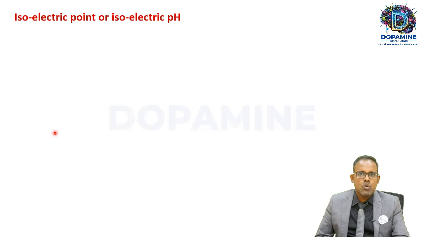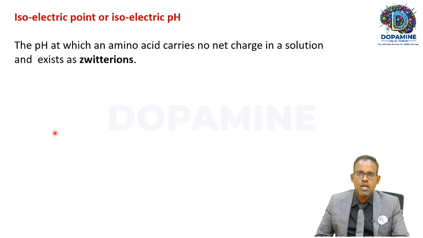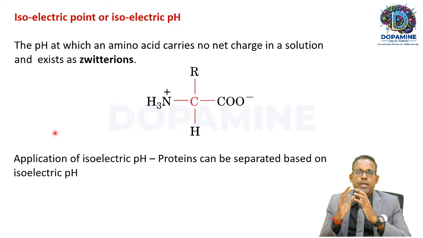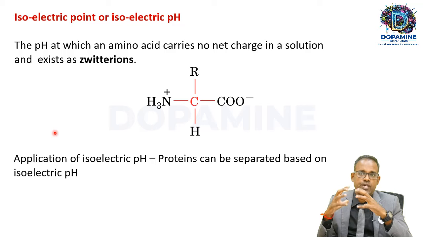Fine. So what is isoelectric pH? Isoelectric pH is the pH at which amino acids carry no net charge. That means they have an equal number of positive and negative ions, so they are electrically neutral. The pH at which the amino acid exists like this is called the isoelectric pH, and the amino acid that exists in this state is called a Zwitter ion.